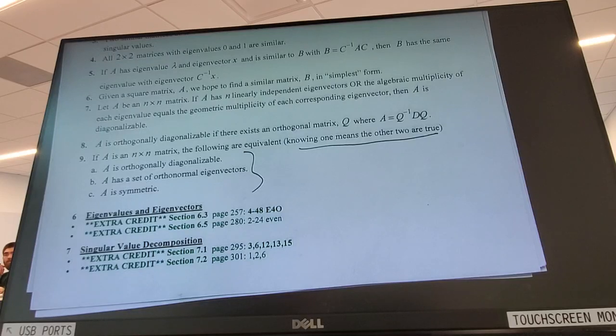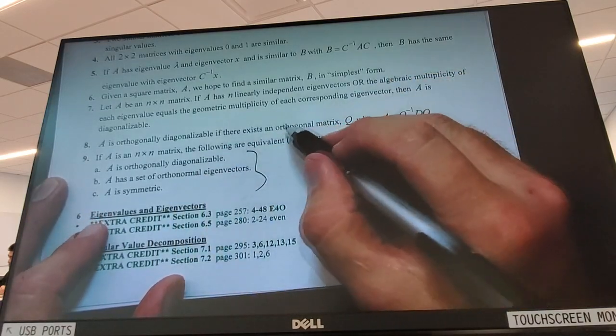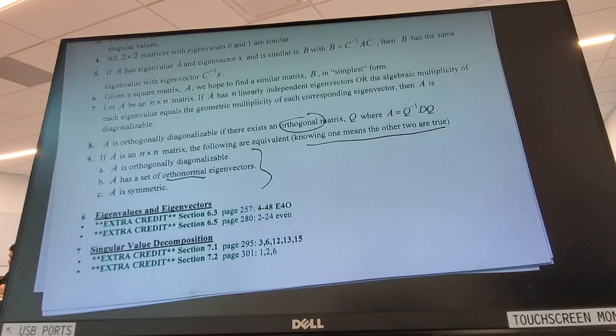And also A has a set of orthonormal eigenvectors, which is kind of a big step there, yeah? Because what's orthonormal? Yeah, unit orthogonal vectors, yeah, cool. Okay, well, it's kind of silly. If I know that they're orthogonal, I can just divide by their lengths to make them orthonormal, which is what we do. Okay. Yes?